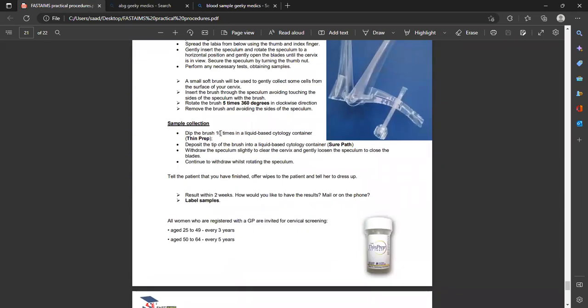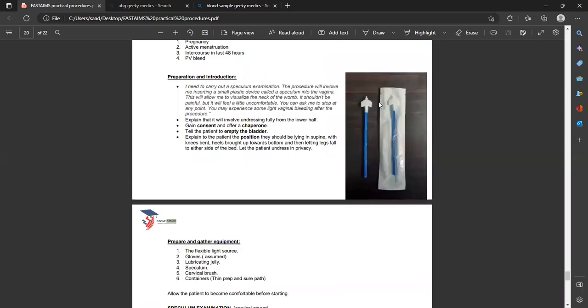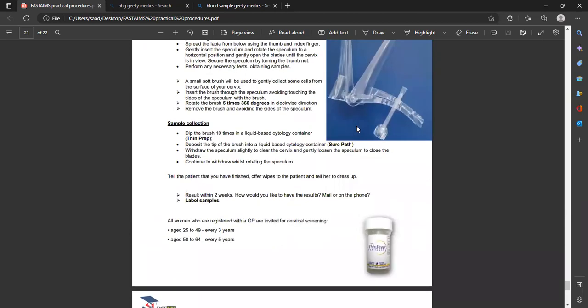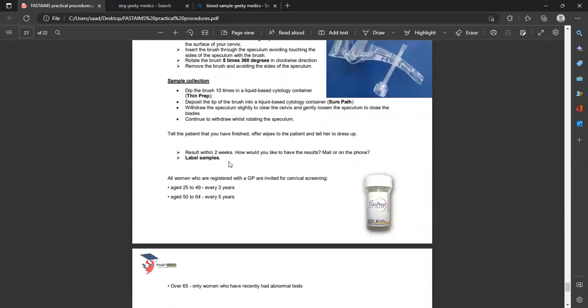When you perform the procedure, you insert the brush and rotate it 5 times. There would be only one container, either ThinPrep or SurePath. In ThinPrep, you have to dip 10 times. In SurePath, you have to remove the head of the brush into the SurePath. There are two separate containers, and every time you have to do separate things. If it's SurePath, you do this, and in ThinPrep, you have to tap it 10 times. Then at the end, label the samples, and the result will be in 2 weeks.